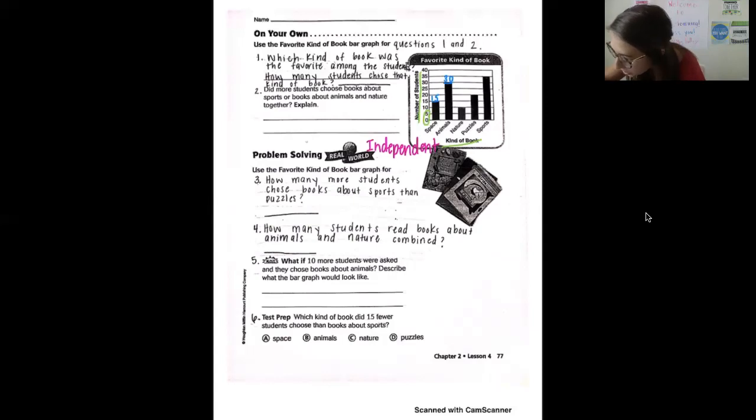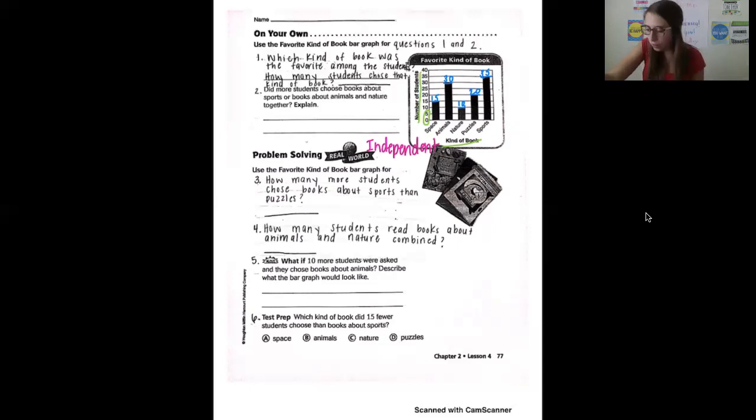Now let's look at nature. How many students' favorite kind of book was nature? You said 10, you are correct again, because I'm just matching it up. How many favorite book was puzzles? You go all the way across, you see it's 20. And then how many students' favorite book was sports? I'm gonna come up here and I'm gonna go all the way across, and you see that's 35 students. So we already found our numbers for our graph, okay?